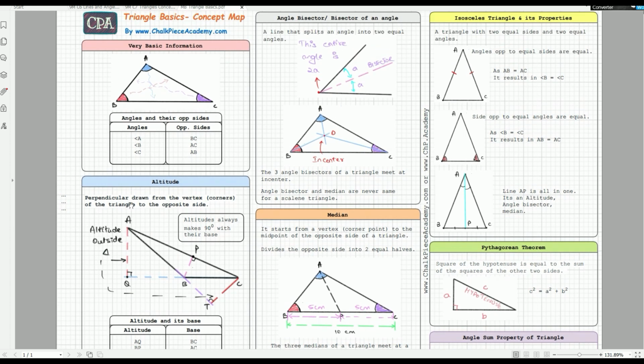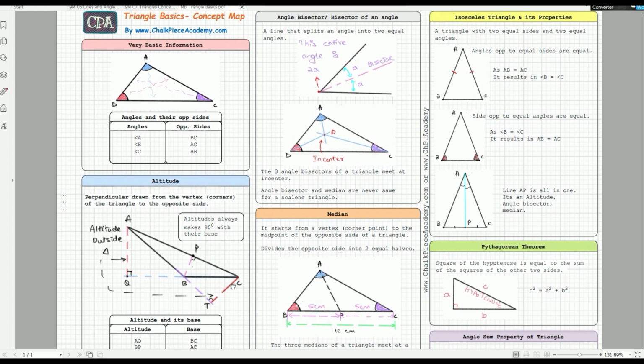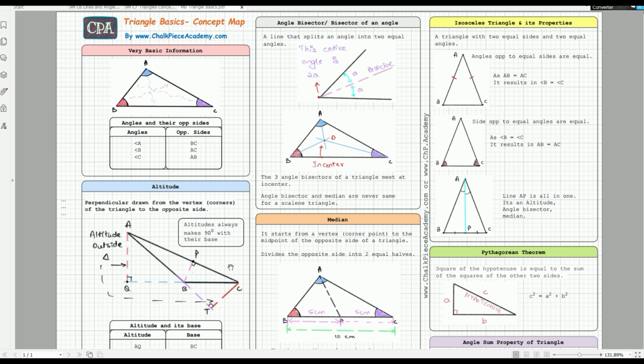Oh yeah, it's here. Perpendicular drawn from the vertex of the triangle to the opposite side. Your altitude or perpendicular. Actually not, they are not perpendicular bisectors. Perpendicular bisectors, I'll add them. Let me add that, let me write it off. That is helpful for you guys. Perpendicular bisector. That will be there when you guys are studying.